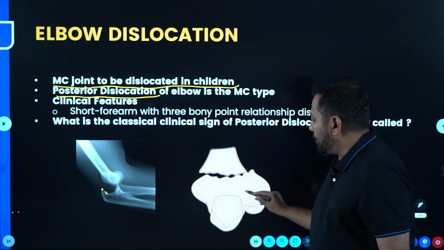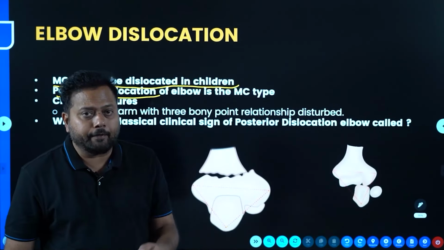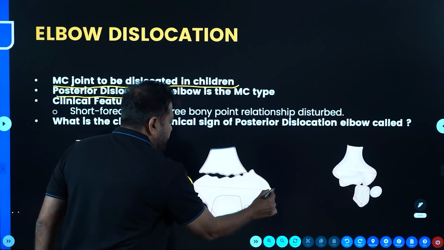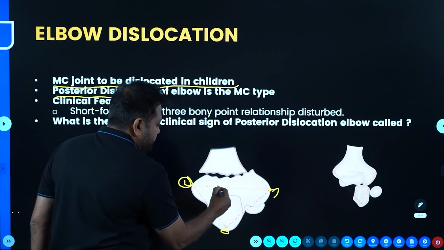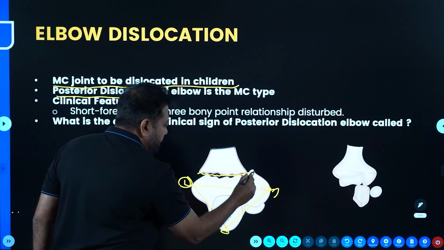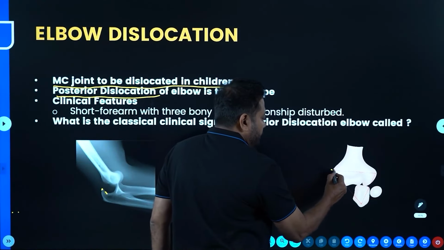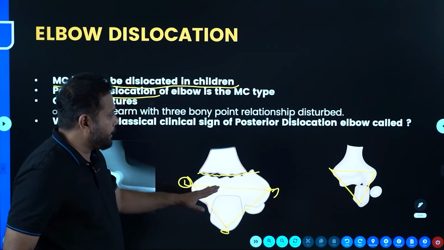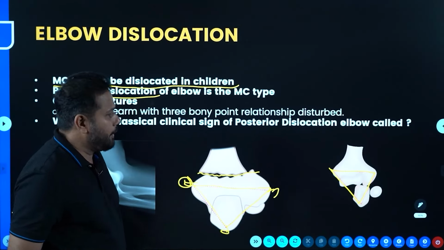The 3 bony prominences are altered. I am telling you several times, the 3 bony prominences are a very important thing: the lateral epicondyle, the medial epicondyle, and the olecranon. In a supracondylar fracture, this relationship is well maintained because the fracture is happening above the elbow. If it is an elbow dislocation, the whole triangle is altered. In supracondylar fracture the triangle is maintained; in elbow dislocation it is totally disturbed.